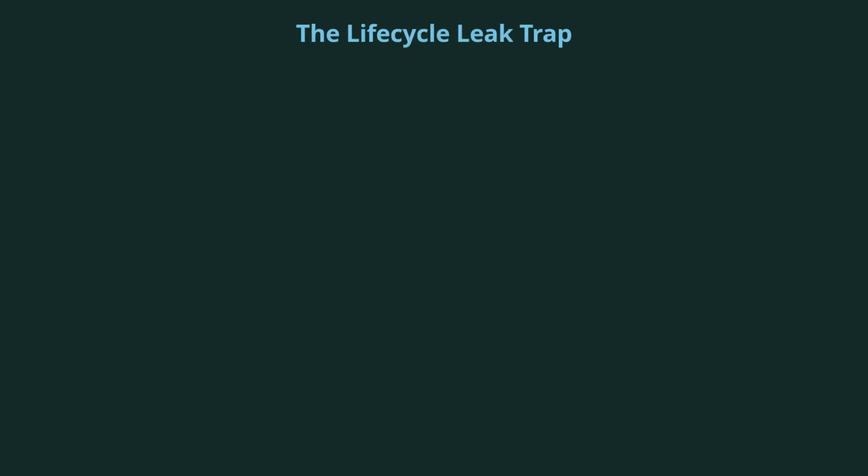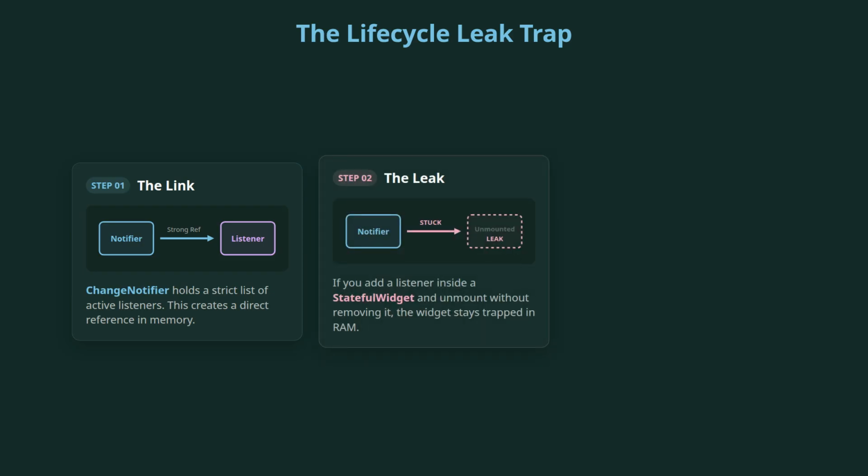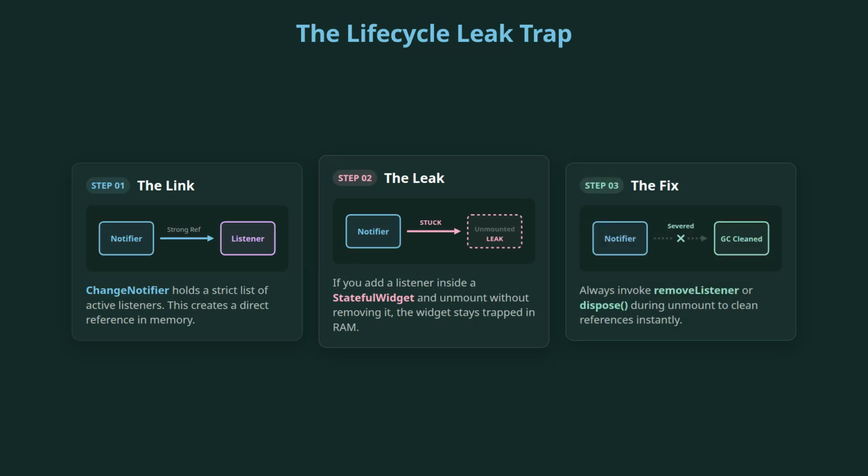There is one massive trap waiting for you. Because ChangeNotifier holds a list of strong references to its listeners, failing to clean them up will cause severe memory leaks. If you add a listener inside a stateful widget's initState, you must explicitly call removeListener inside the dispose method. Even better, if you instantiate a ChangeNotifier yourself, you must call its own dispose method to clear its internal listener array and release resources. Neglecting this means your widgets can't be garbage collected, slowly consuming RAM until the OS terminates your app.